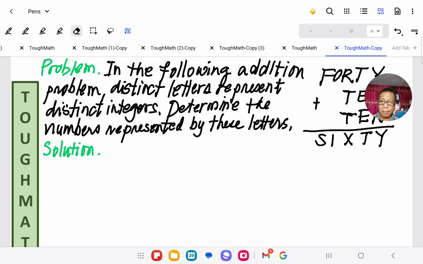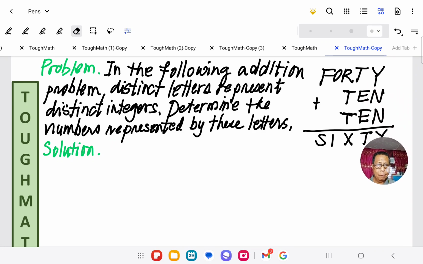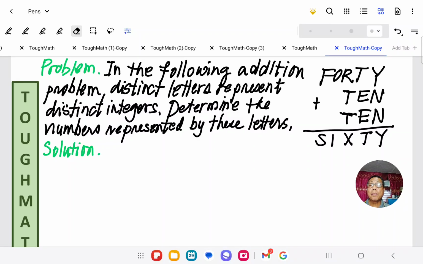So here's our problem for today. In the following addition problem, distinct letters represent distinct integers. Determine the numbers represented by these letters. So we have here the word FORTY plus the word TEN plus the word TEN equals the word SIXTY. So what numbers do these letters represent? That is what we are going to find out.